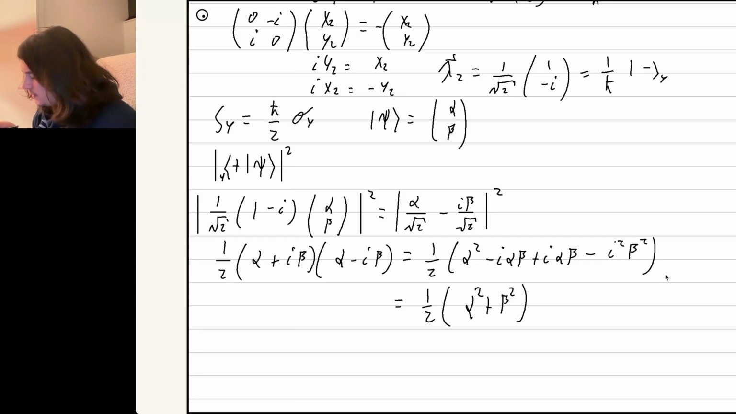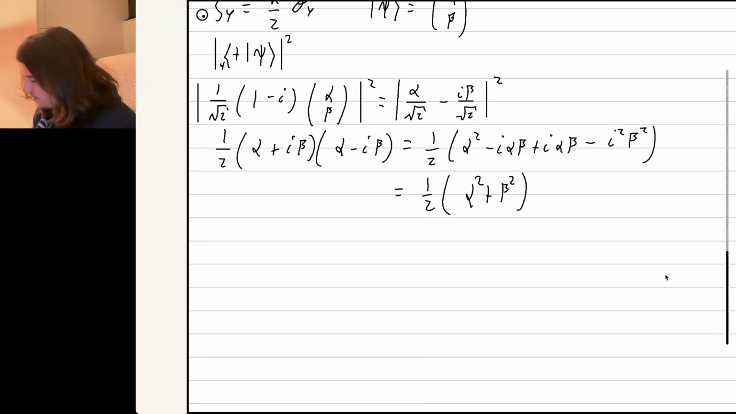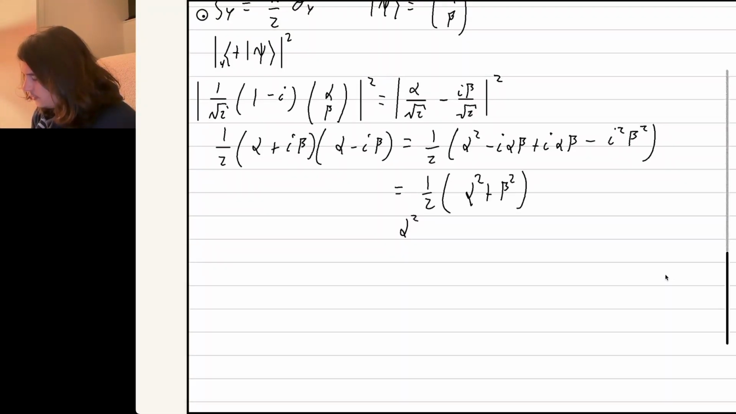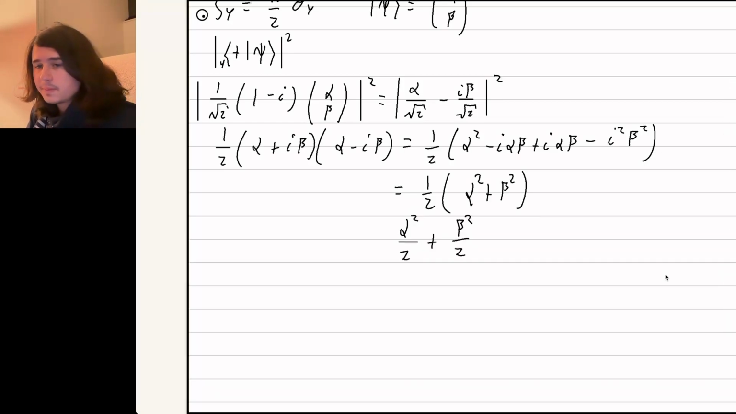So the probability that it measures h bar over 2 is alpha squared over 2 plus beta squared over 2. How you like that?